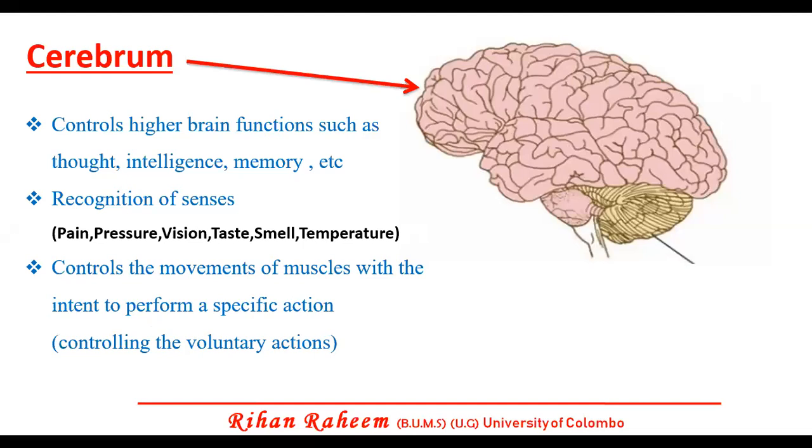It controls the movement of the muscles, with the intent to perform a specific action, controlling voluntary action. For example, now you want to walk and go. You're thinking and walking, no? You want to walk and go, you're standing up and walking. So those are known as voluntary action. I want to come to online class. You put the password, you put the Zoom link, everything, and you came. So those are voluntary action.